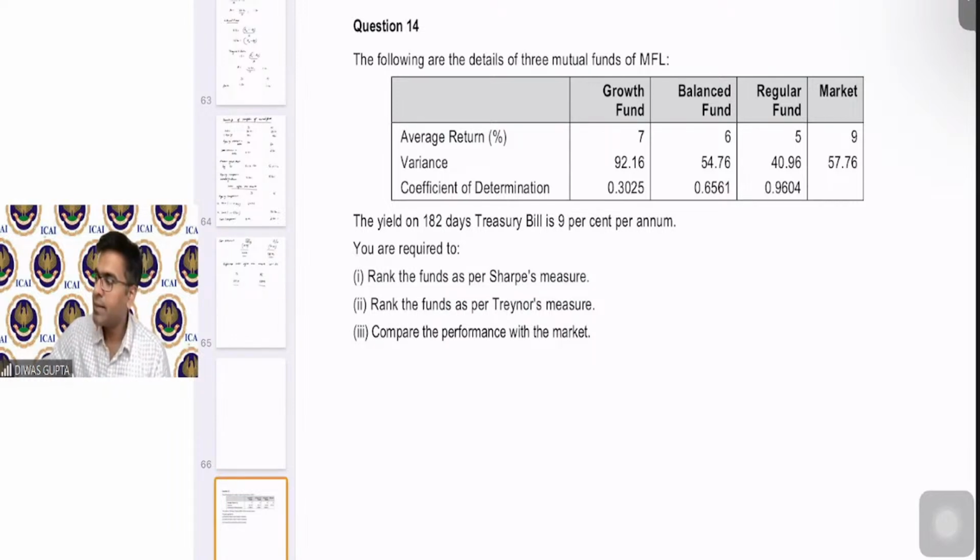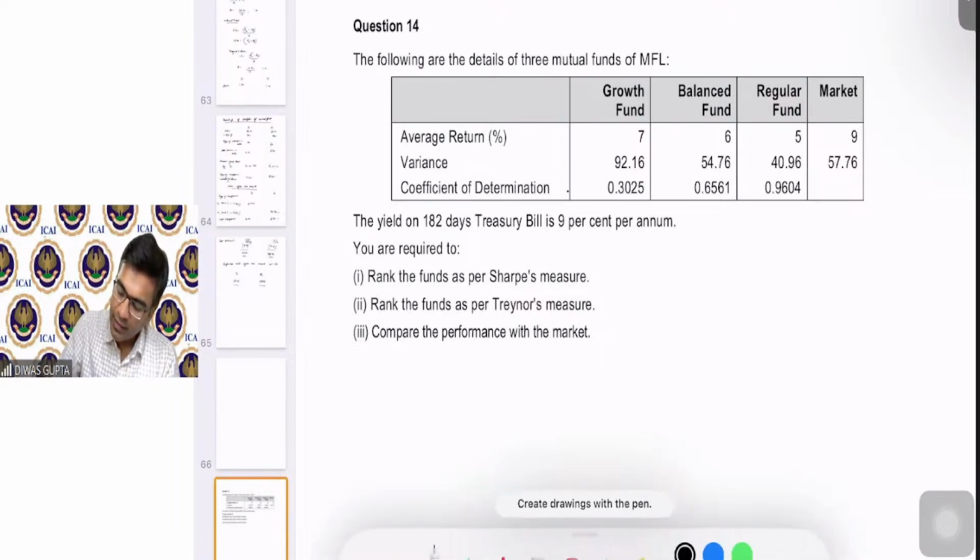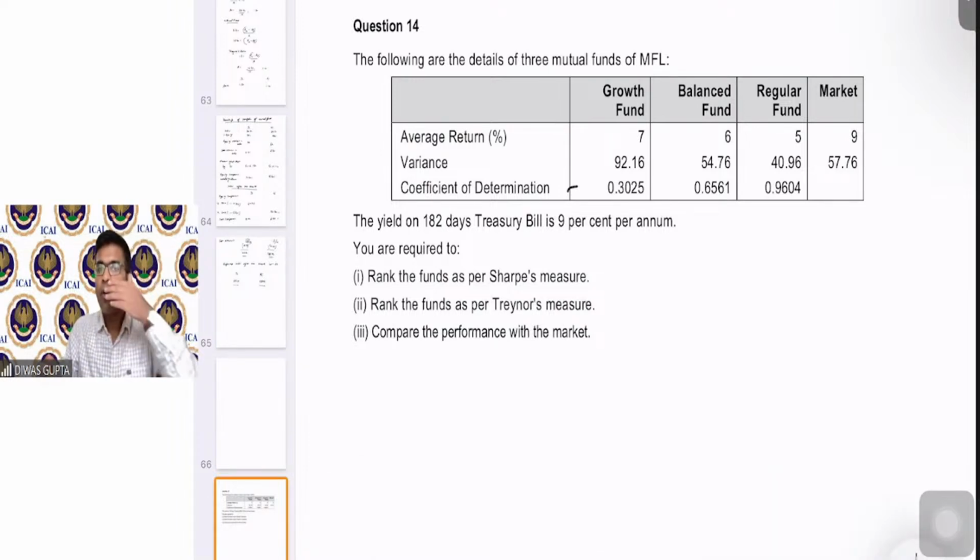The following are the details of three mutual funds of MFL. Okay, what are they? Average return, variance, and coefficient of determination. So they have given us the average returns. What are the variance on those average returns? And lastly, they have given us market also, students. Okay. So please do take this into account that they have given us market related average return and variance as well. Then they have given us the coefficient of determination.